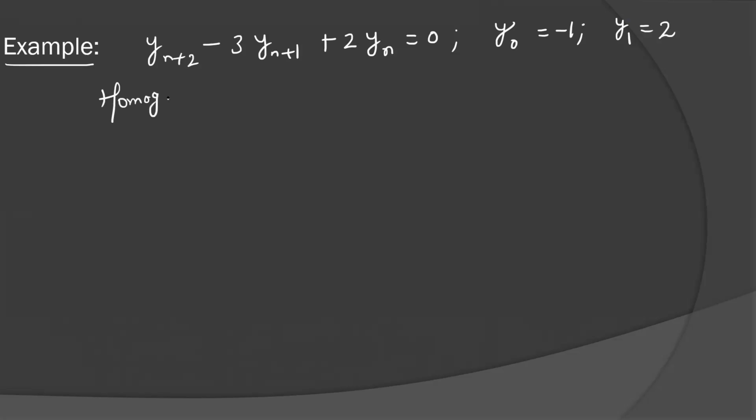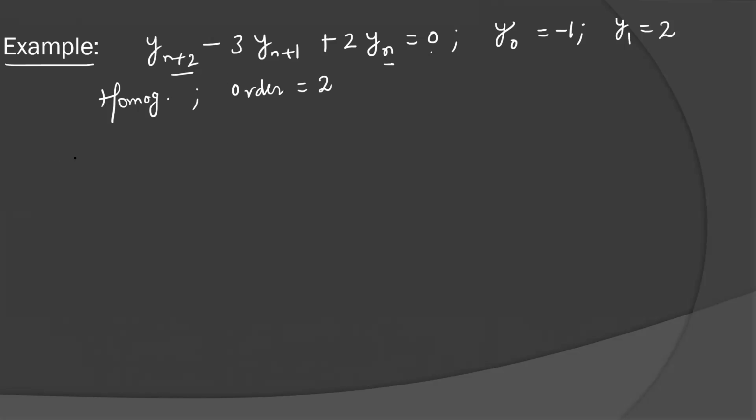So what is the classification of this difference equation? Homogeneous, because the f n term is 0. What is the order of this difference equation? This is second order, because the largest and smallest arguments differ by 2, n plus 2 minus n is 2. And it is linear. Non-linear is not in your syllabus, so all the difference equations in your syllabus are linear.